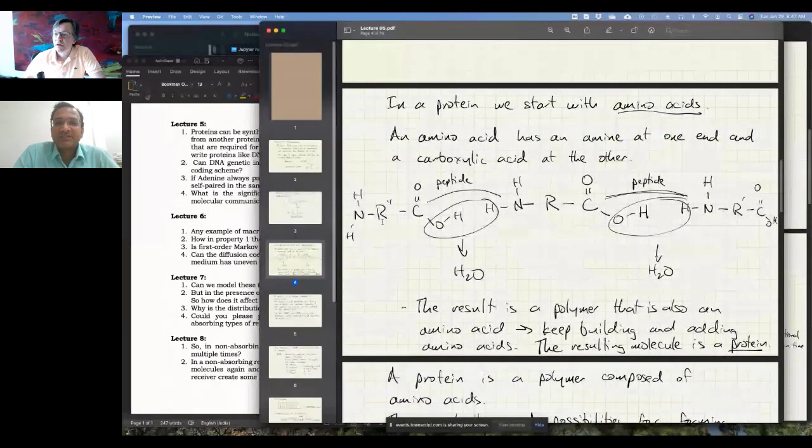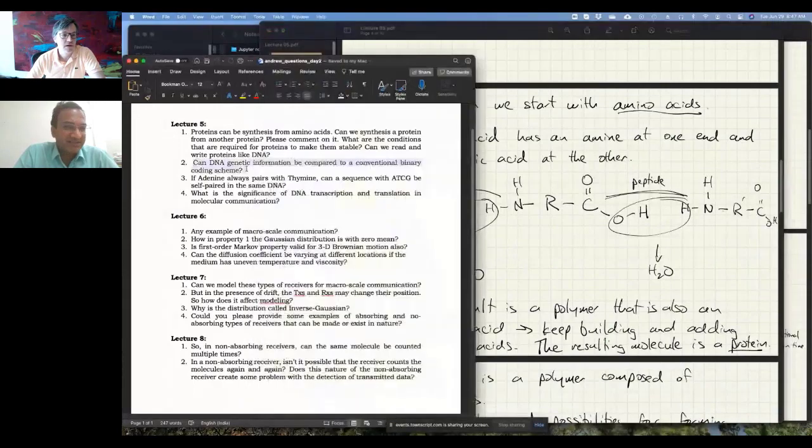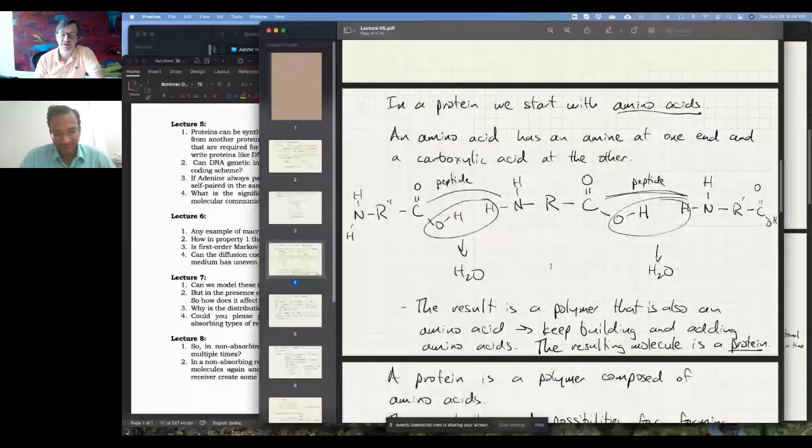The next question is, can DNA genetic information be compared in some sense to a conventional binary coding scheme? Okay, this is a very interesting question. DNA is basically digital information. It's not binary. It's 4-ary, so there are 4 bases.